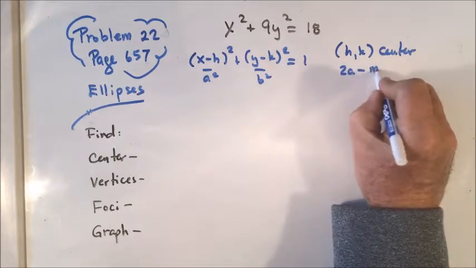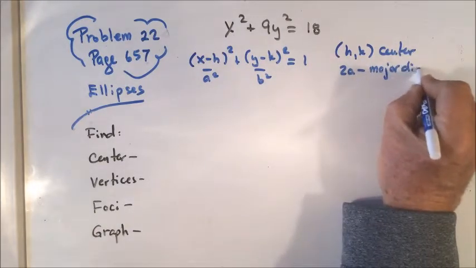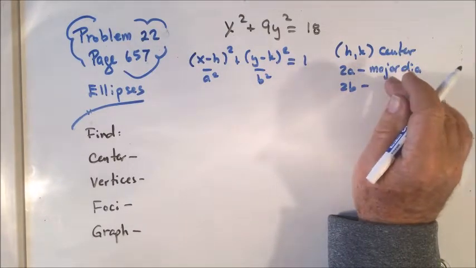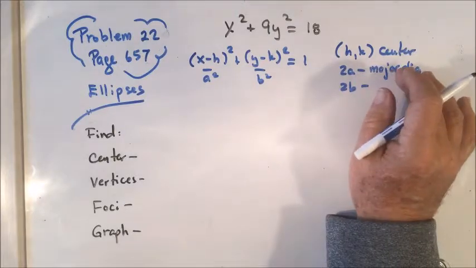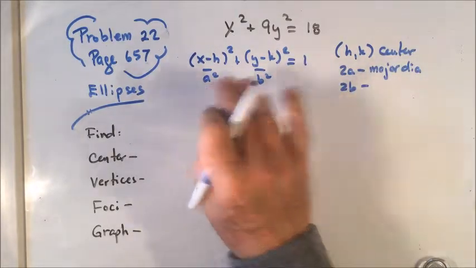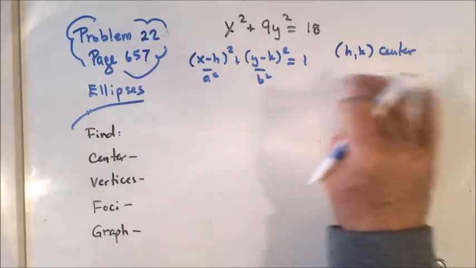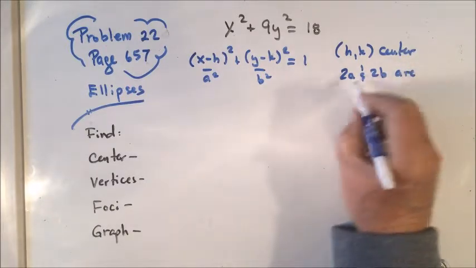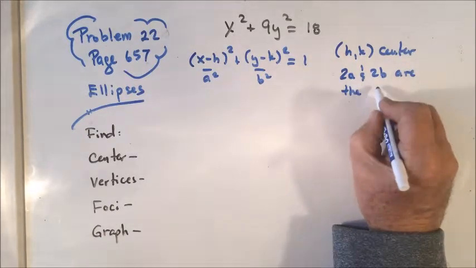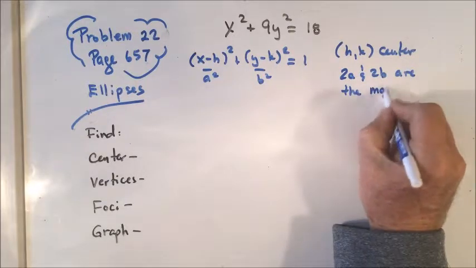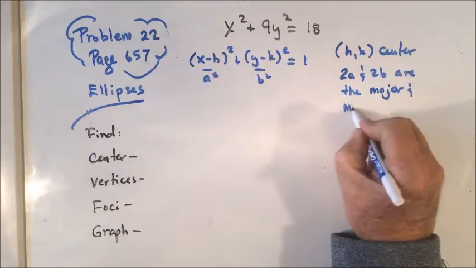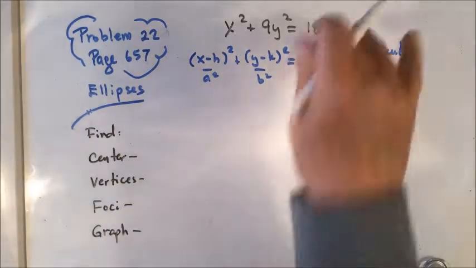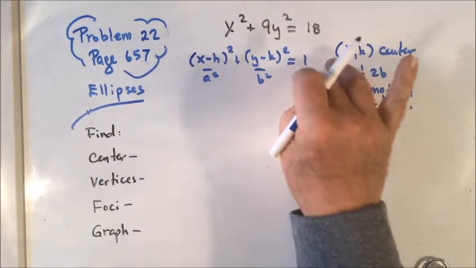2a is the major diameter, 2b is the, I'm not saying that right actually, because 2a is not always the major diameter. The larger of the two, 2a and 2b, are the major and minor diameters, depending on which is biggest.